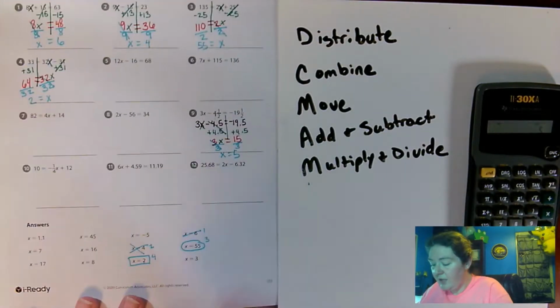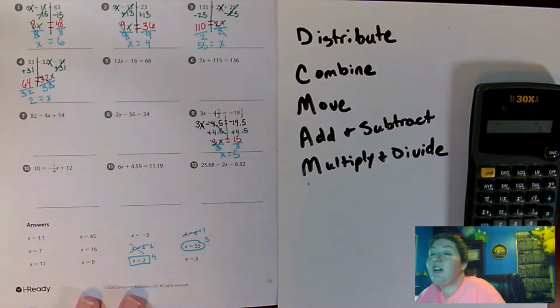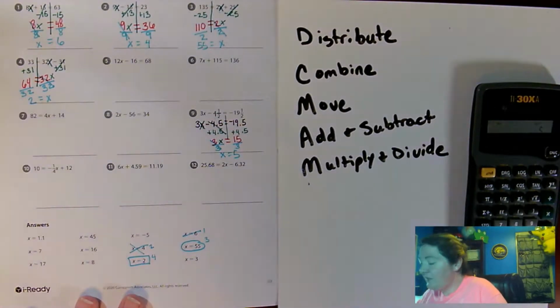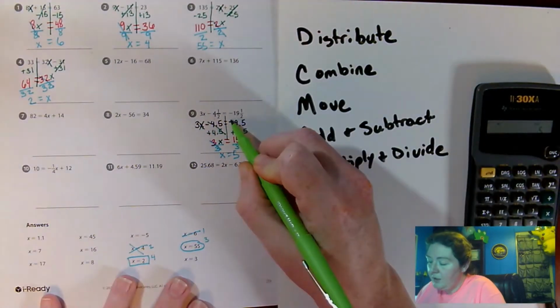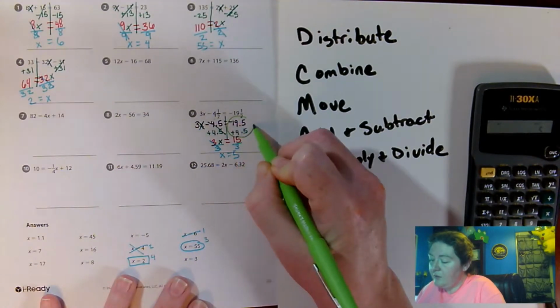If I come down here to the bottom, I see where I made a mistake. Can you find my mistake? This is a mistake that I honestly just made, but how many times do I say, pay attention, pay attention, pay attention to our signs? Look, right here. This is where the mistake happened.